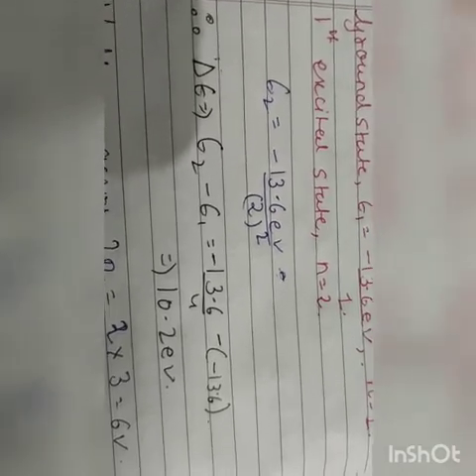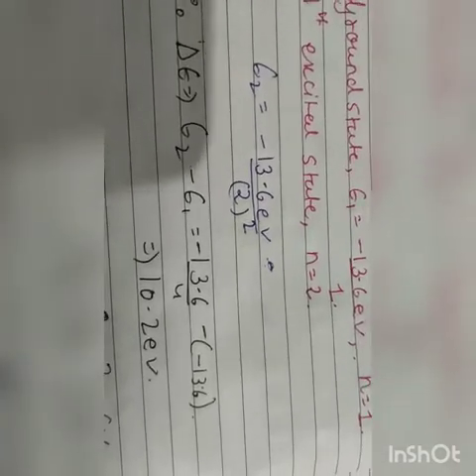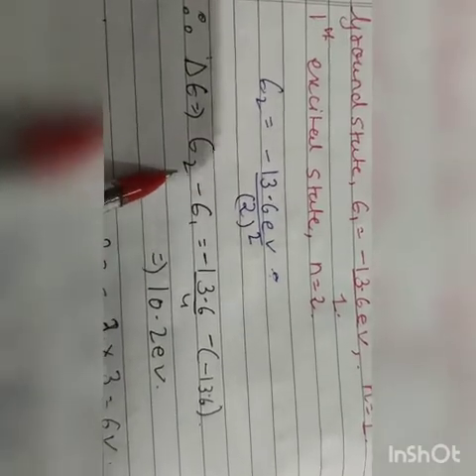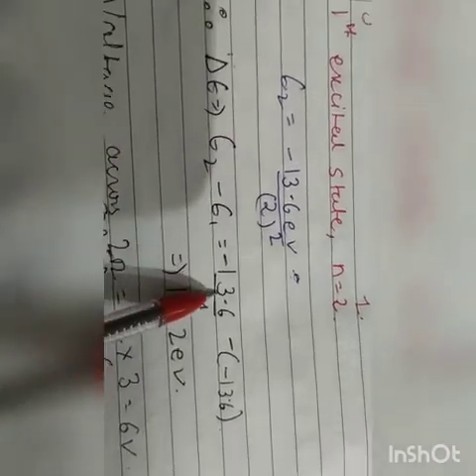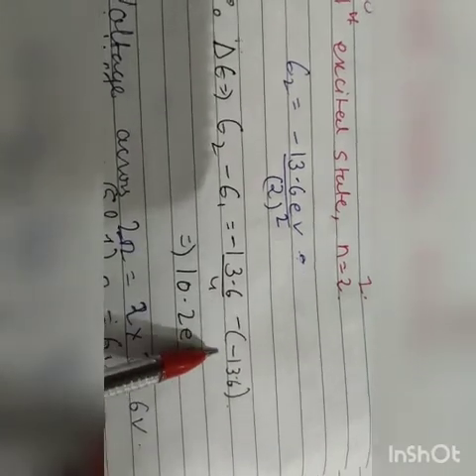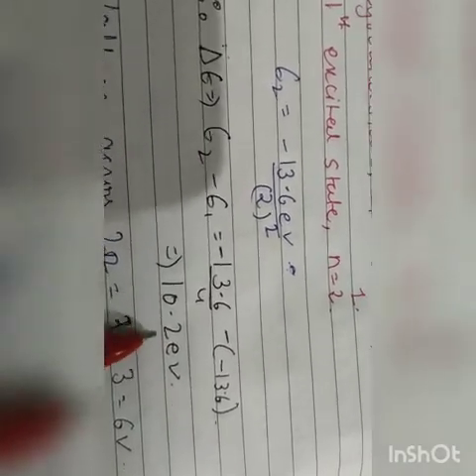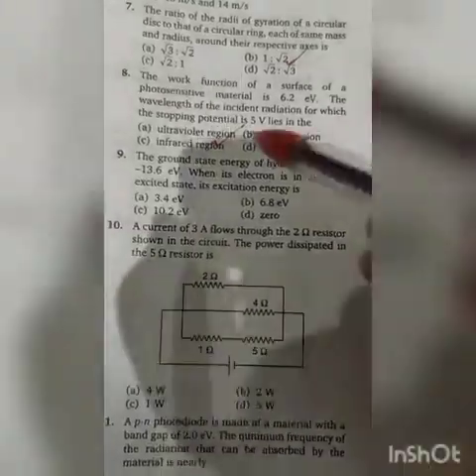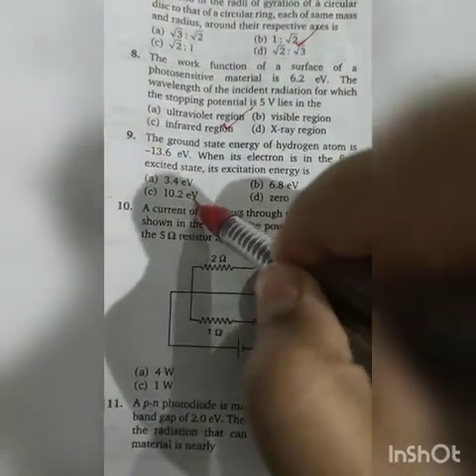So the difference between the two energy levels is delta E is equal to E2 minus E1, that is minus 13.6 by 4 minus minus 13.6, that is 10.2 electron volt. So our correct option is 10.2 electron volt.